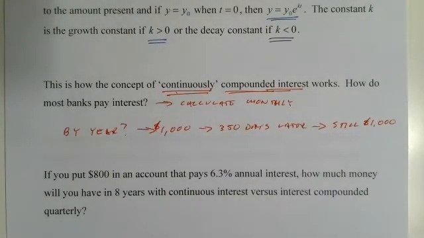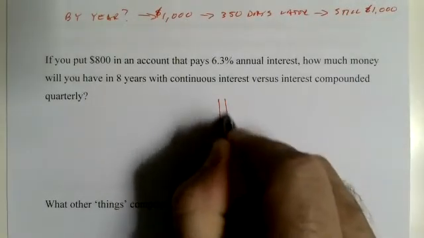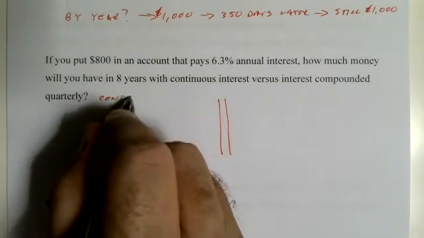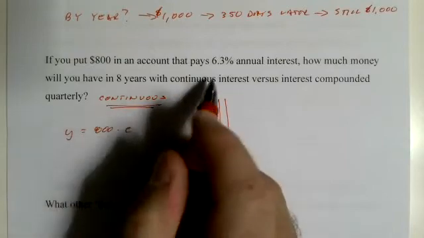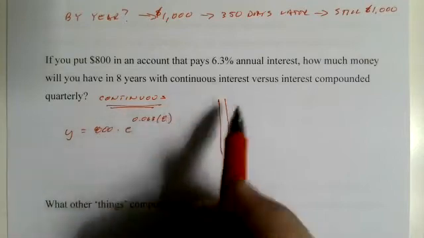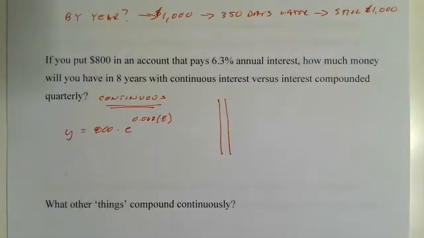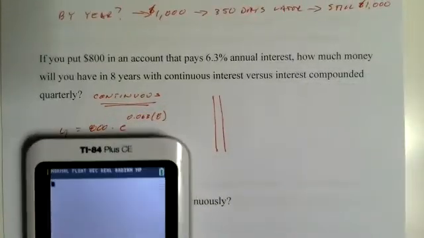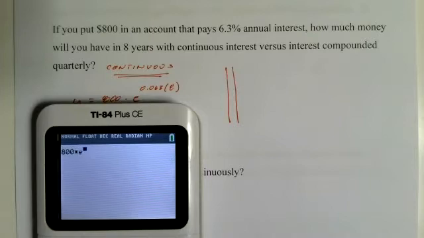All right, they call it how often you're compounding. So you put $800 in an account paying 6.3% annual interest. How much will you have in 8 years, continuous versus compounded quarterly? So this will be continuous. How much you have is 800 times e to the 0.063 times 8 years. All right, so I'm going to put it in the calculator. I got an answer here, but I don't trust anything. So we'll go right here: 800 times second e to the 0.063 times 8. $1,324.26.